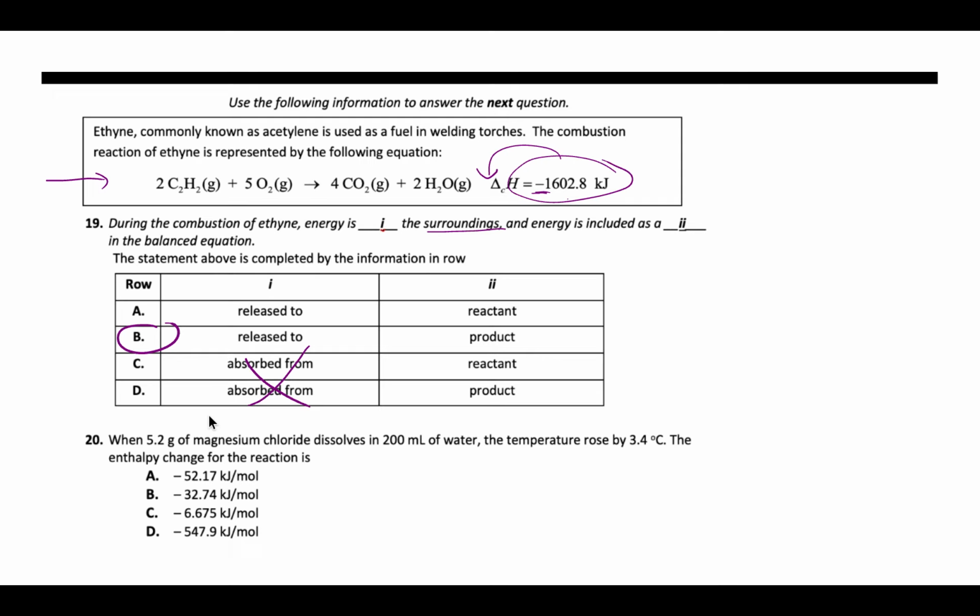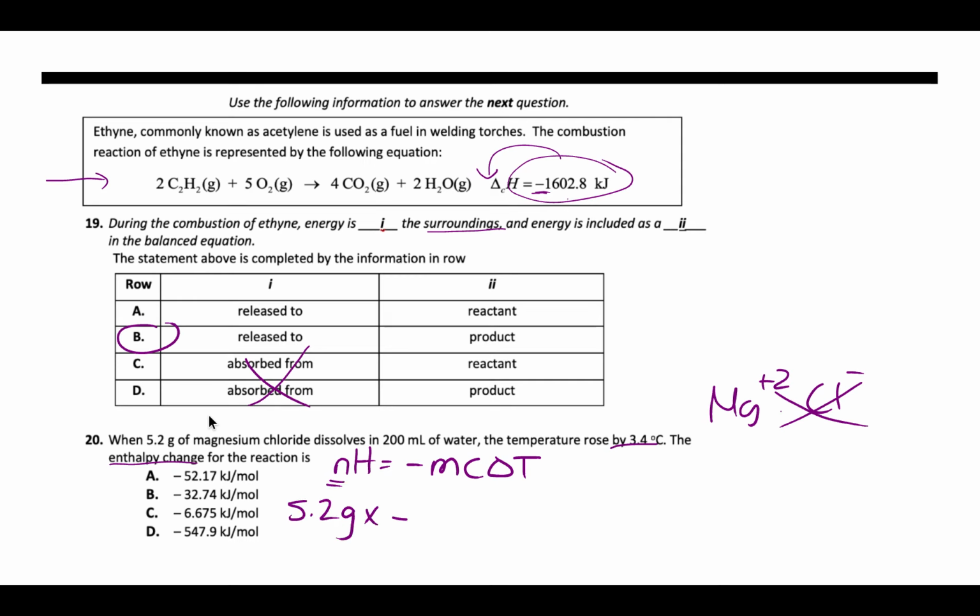This one here, we have 5.2 grams of magnesium chloride dissolving in water, and the temperature changes. The enthalpy of the reaction. Because this is going into water, this is a calorimetry question, so you're using your formula n delta H equals negative mc delta T. Magnesium chloride, so Mg has a positive 2 charge, chlorine negative, so swap and drop. That matters to get to moles. So we'll have 5.2 grams times 1 mole per grams of magnesium chloride. So if I add that up, it is 95.4 grams. And then I'm going to multiply this by delta H. That's what I'm going to be solving for.